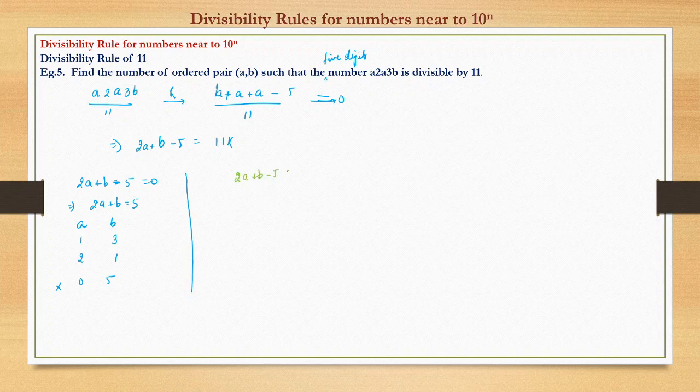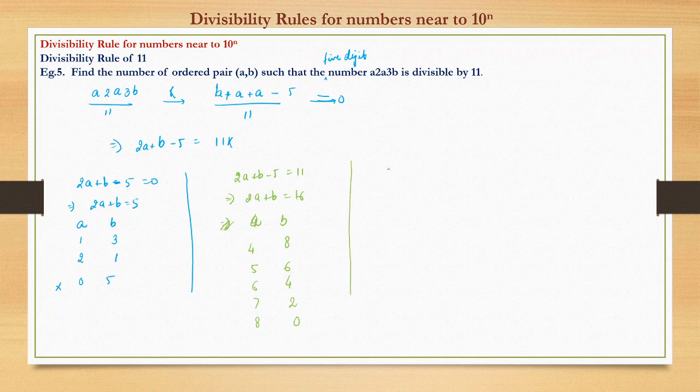2a plus b minus 5 is 11. So from here I can write 2a plus b is equal to 16. If a is equal to 1, no solution. A is equal to 2, no solution, because b will be more than 10. A is equal to 3, then b is equal to 10. A is 4, so b is 8. A is 5, b is 6. A is 6, b is 4. A is 7, b is 2. A is 8, b can be 0. So these are the possible cases from here.